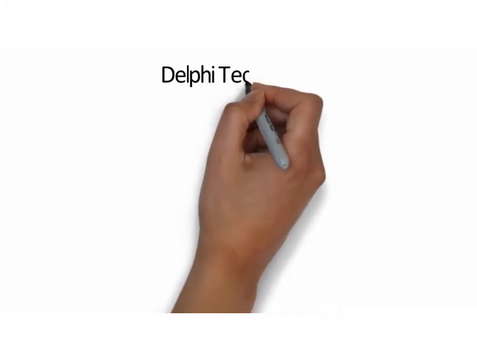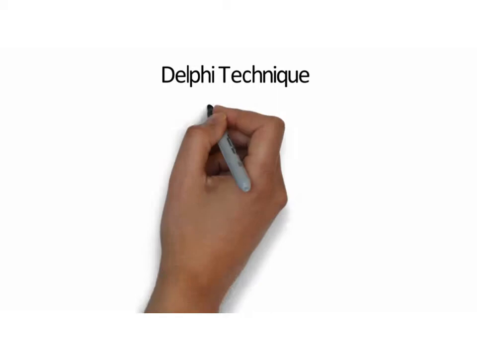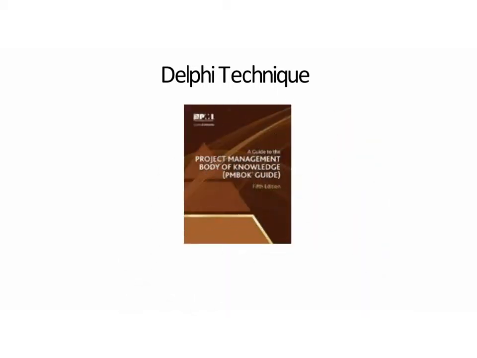Delphi technique. Pimbock describes the Delphi technique as a way to reach a consensus of experts. Consensus is generally achieved within few series of rounds. No one individual has the ability of exerting undue influence. How do we do it?